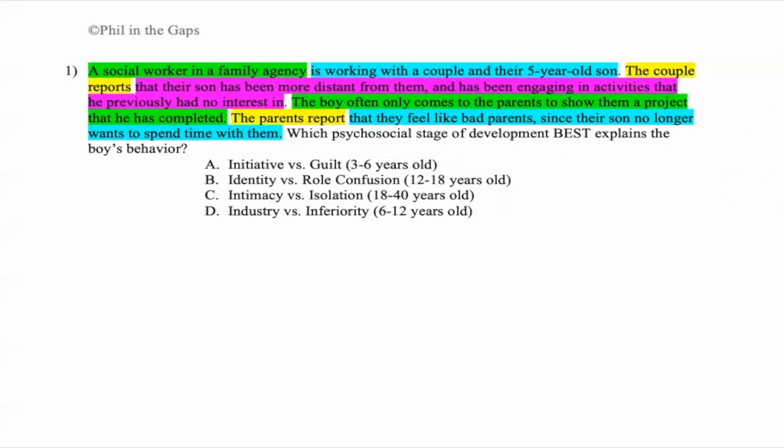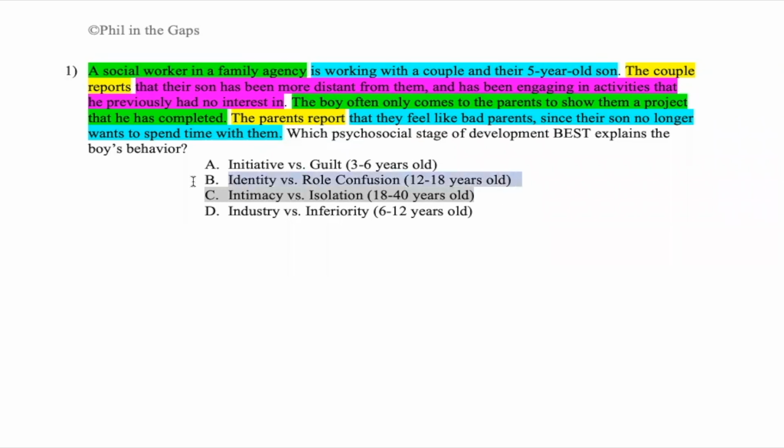The parents report, 2/3 of the client system, that they feel like bad parents since their son no longer wants to spend time with them. So keep all that in mind. We'll go through each answer choice. So right off the bat, we're going to rule out C. Why? Nowhere in the question is it stating that the boy is seeking out intimate relationships outside of the family or isolating based on the fact that they don't feel like they are good enough to be in a relationship.